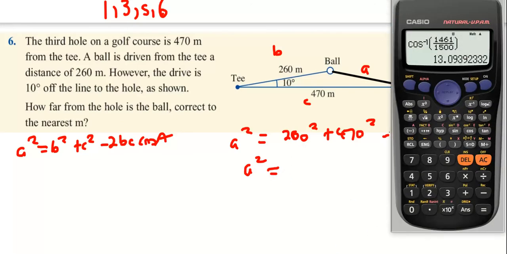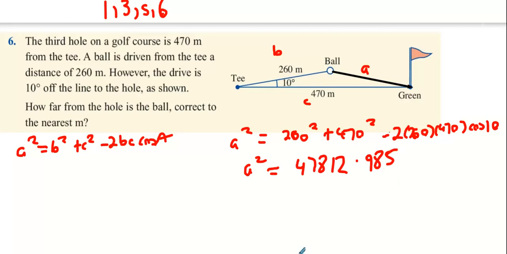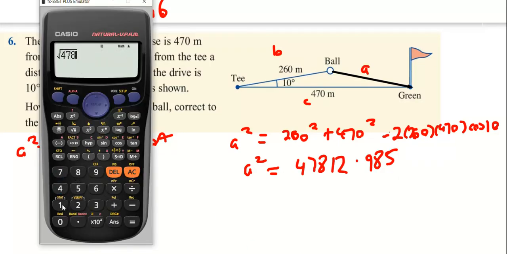So we can do 260 squared plus 470 squared minus 2 times 260 times 470 cos 10. And then there is 47,812.985. Got to square root that. Square root 47,812.985. Square root tells you what it is on its own.